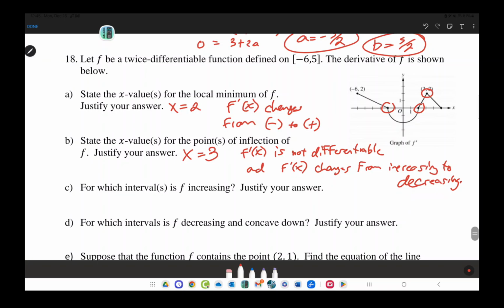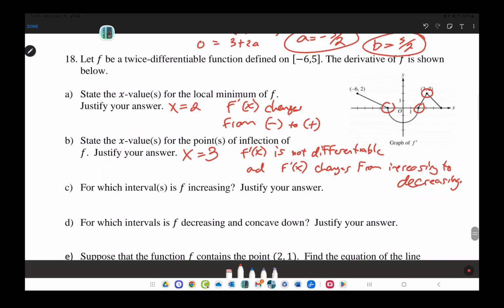Why does it have to change from increasing to decreasing? Why can't it just be not differentiable or where it has a turning point? Why does it specifically have to change from increasing to decreasing? Because the second derivative would go from positive to negative. There you go. Where the first derivative is increasing is where the second derivative is positive, and where the second derivative is positive, it is concave up. Where the first derivative is decreasing, the second derivative is negative, and the function's concave down. So we need to see where it changes from concave up to concave down. If it doesn't change direction, it stays concave up or concave down.